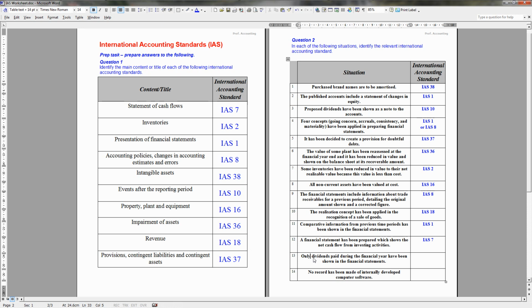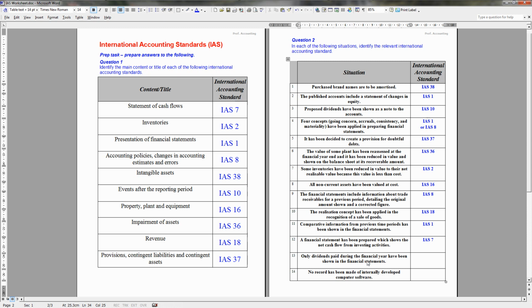3 was events after the report period, which is IAS 10. This one, what is this one getting at? This is only dividends paid during the financial year have been shown in the financial statements. So again, the financial statement I'm referring to. If you pay a dividend, then that transaction is obviously you're decreasing profits, capital, and you're decreasing assets of bank money because you're paying a dividend. So that is a recognised transaction. So that would go into the financial statements, and it's basically what it's getting at here is it's only the dividends paid. So it's all about the presentation.